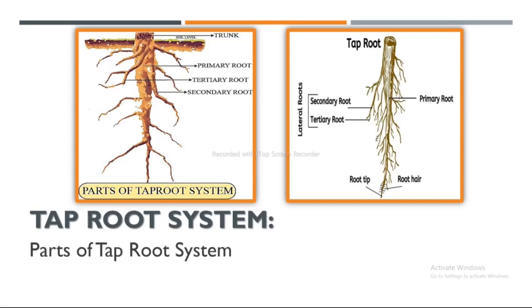In the second figure, you can see clearly the taproot, the primary root of the plant, branches off to produce the secondary and tertiary roots. Secondary and tertiary roots are included in the category of lateral roots. This is the root tip and this is the root hair.